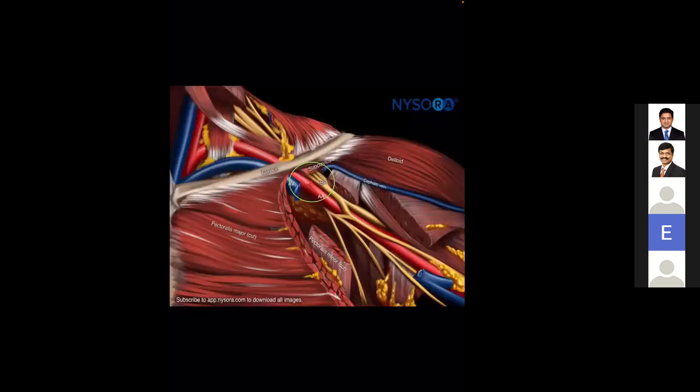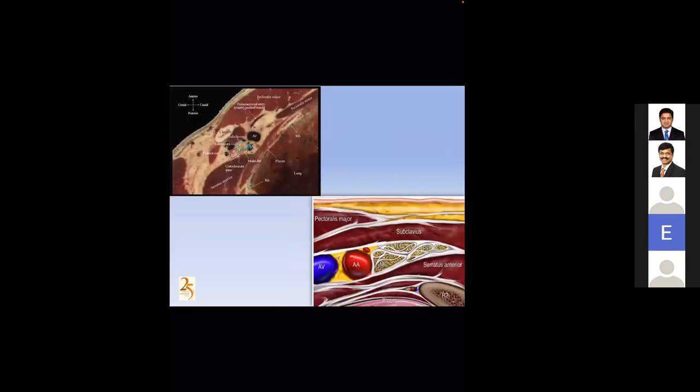What is the costo-clavicular space? It is otherwise called the medial infraclavicular space. As the name suggests, it lies between the clavicle above and the second rib below. Costo and clavicle. The costo is the rib. It is the space formed anteriorly by the pectoralis major and subclavius and inferiorly by the serratus anterior below that. This is the space occupied in between the two muscles, the subclavius and the serratus anterior.